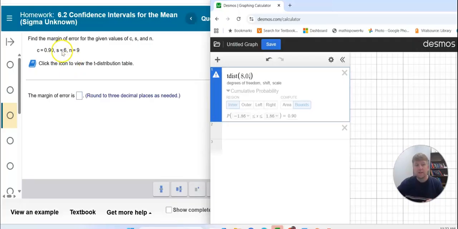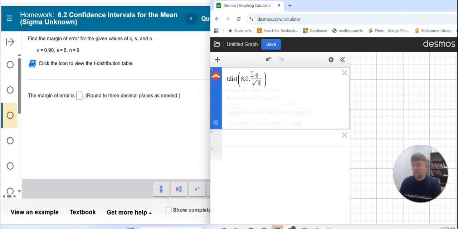So again, it's not just S. That is the standard deviation, and that's what we use to scale. But the standard deviation for sample means is S divided by the square root of n. So I'm going to do 6 divided by the square root of 9. You could also just say 3. 6 divided by 3 would be 2. So you can do that.